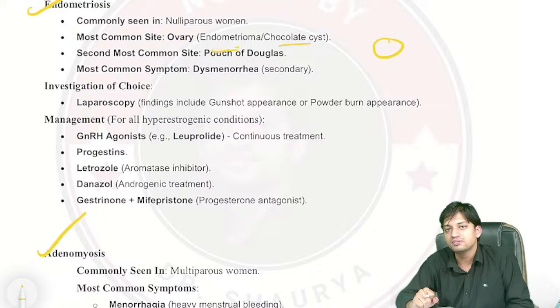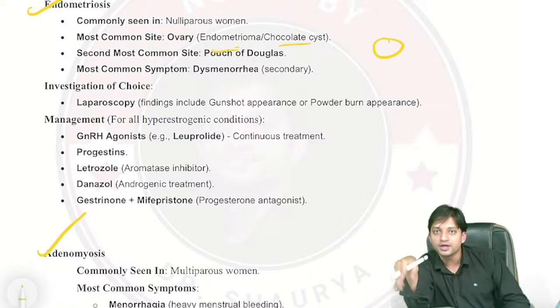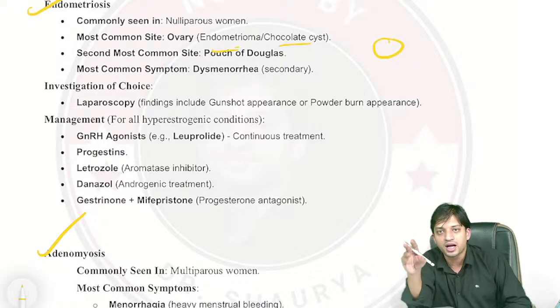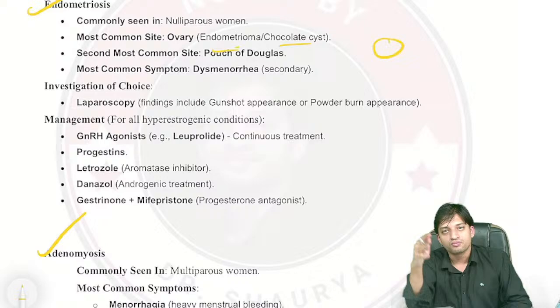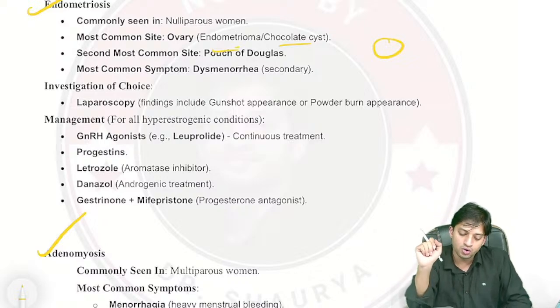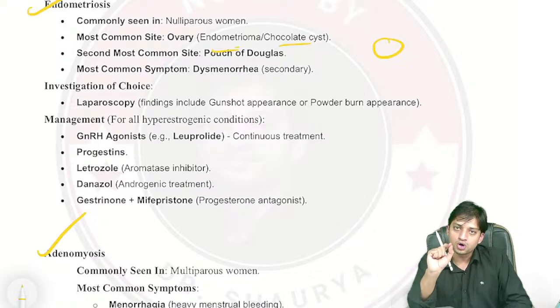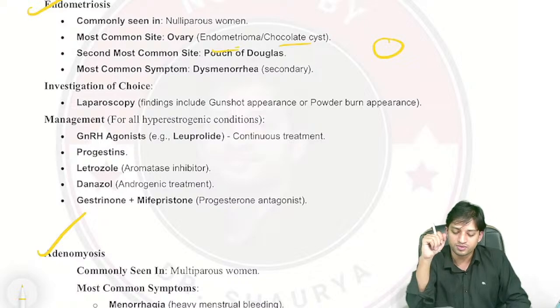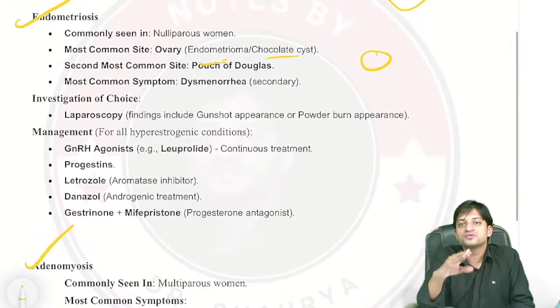What is endometriosis? It is nothing but the growth of endometrial tissue outside of the uterine cavity. Uterine cavity के बाहर कहीं भी endometrial tissue का growth is endometriosis. You can just look, most common site is ovary. You already know, second most common site for endometriosis is pouch of Douglas, in very simplified language. Now, most common symptom will be dysmenorrhea, right? And that dysmenorrhea will be secondary dysmenorrhea.